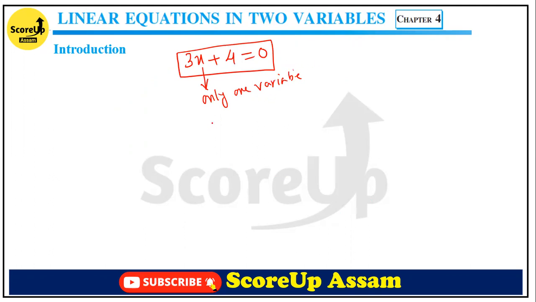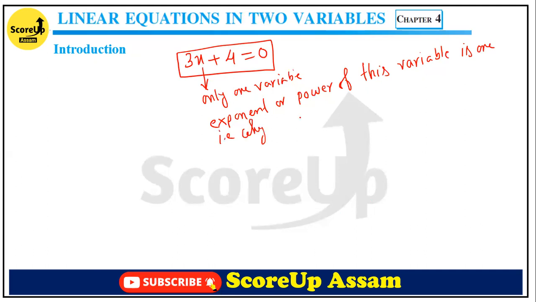The power of this variable is 1. That is why it is called a linear equation with one variable.